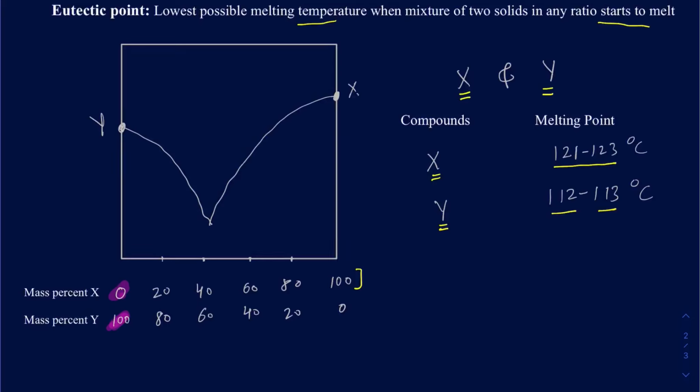If you have a mixture like that, it will have only Y, so you will see a sharp melting point for the Y. Remember, the melting point for Y is going to be 112 to 113 degrees Celsius, right there. Then on the other end, if you only have the X, and there's no Y in that particular mixture, then your melting point is still going to be sharp because there's only X compound in there. In that case, the melting point is going to be 121 to 123.